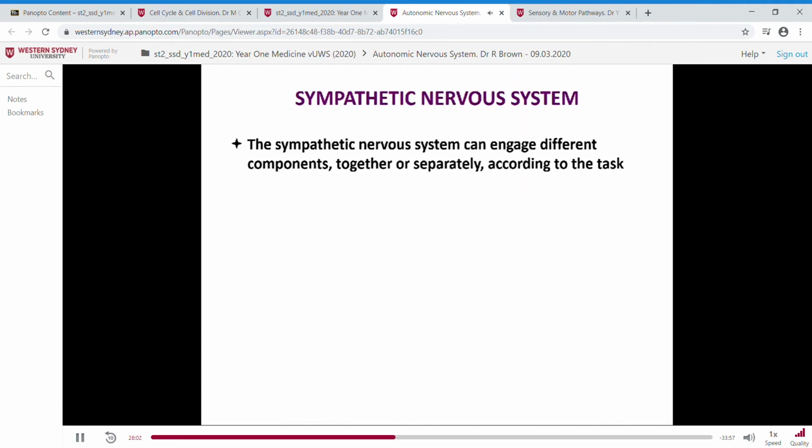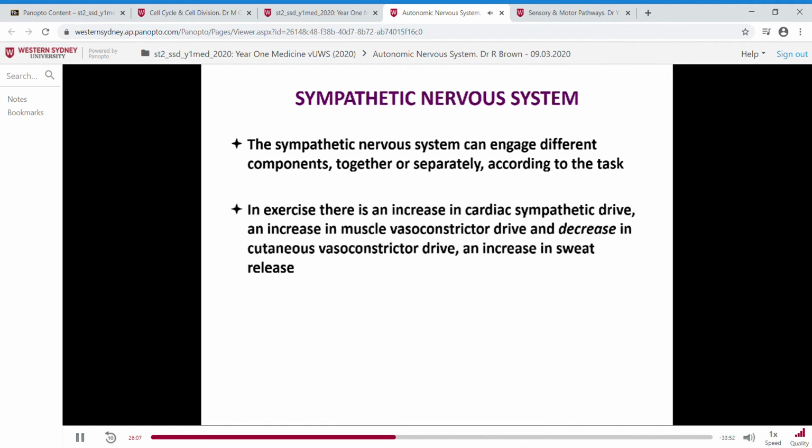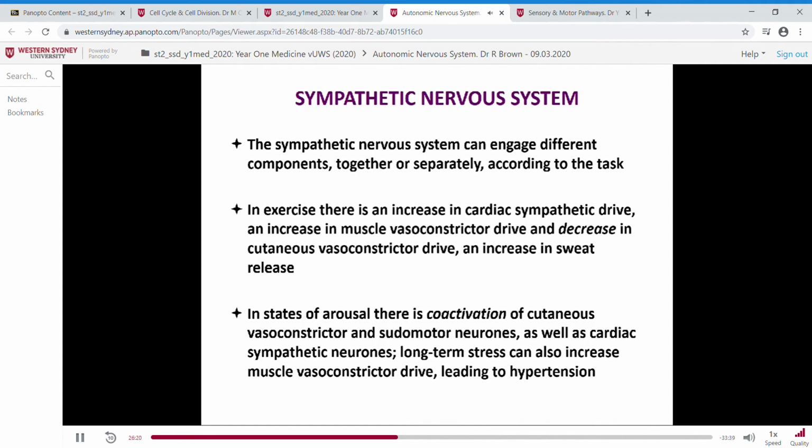So the sympathetic nervous system can engage different components together or separately according to the task. So in exercise, there's an increase in cardiac sympathetic drive, increase in muscle vasoconstrictor drive, and a decrease in cutaneous, which is skin vasoconstrictor drive, and an increase in sweat release. However, in states of arousal, it's a coactivation of cutaneous vasoconstrictor and pseudomotor neurons, as well as cardiac sympathetic neurons. So as I was saying about the modern stresses of today, the long-term stress can also increase muscle vasoconstrictor drive, and that can lead to hypertension, okay?